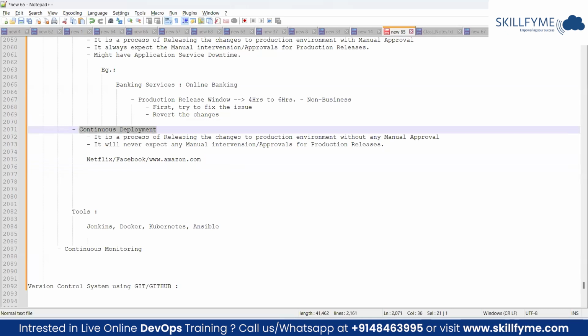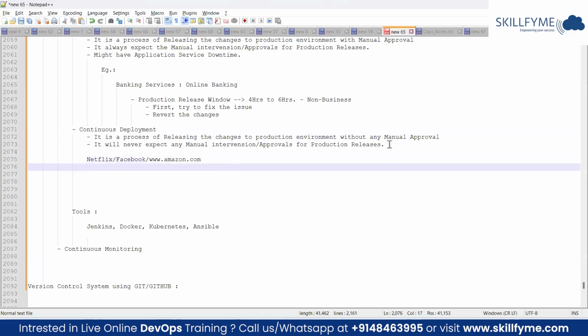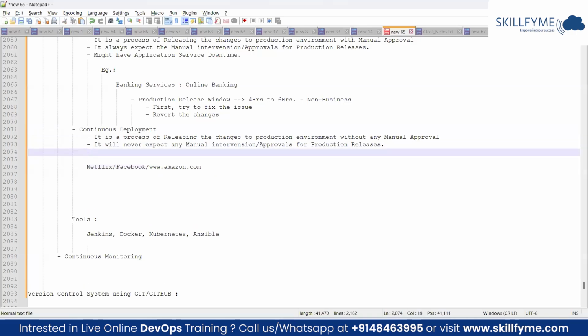If you go to their web portal, amazon.com, and log in, you can see there are huge applications and huge services. They can independently develop the service, independently test and deploy to the target environment without any intervention and without any downtime. So production releases can be achieved without any downtime. That is the point.